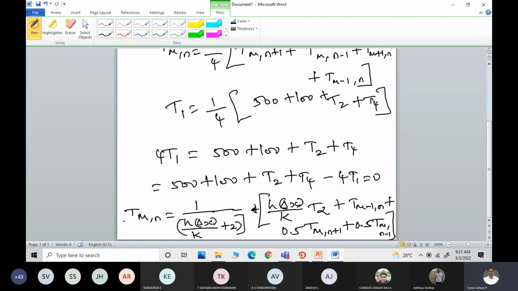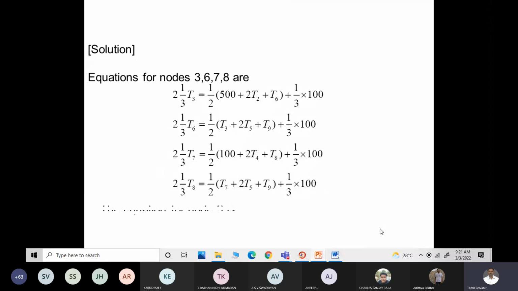So the whole denominator goes to the other side. Okay. So 2 into 1 by 3, T3, which is equal to the remaining thing. Tm minus 1 comma n plus Tm n plus 1 plus 0.5 of Tm comma n minus 1. Okay. So the whole thing you will be having this. So this expression is given as T3 equation here. 2 1 by 3 T3, similarly 2 1 by 3 T6, similarly 2 1 by 3 T7, 2 1 by 3 T8. And you can write it and you will be getting this. Is it fine? Yes, sir.